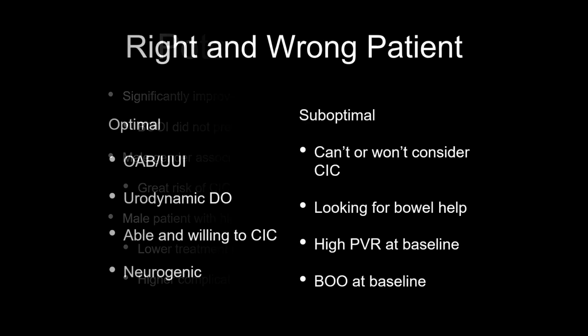So what's the right or wrong patient? To me, the optimal patient is overactive bladder, urgency urinary incontinence. If you do urodynamics, and certainly there is no indication to do urodynamics at all in the standard overactive bladder patient, but if you've done urodynamics and they have the true overactivity, that's a great patient.